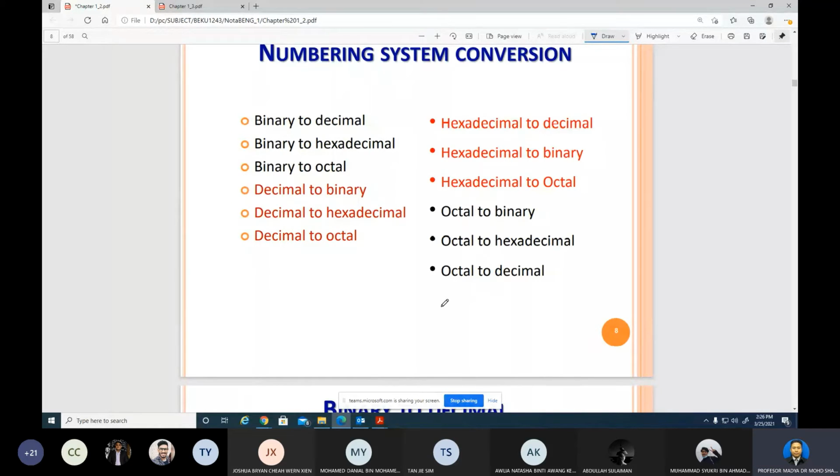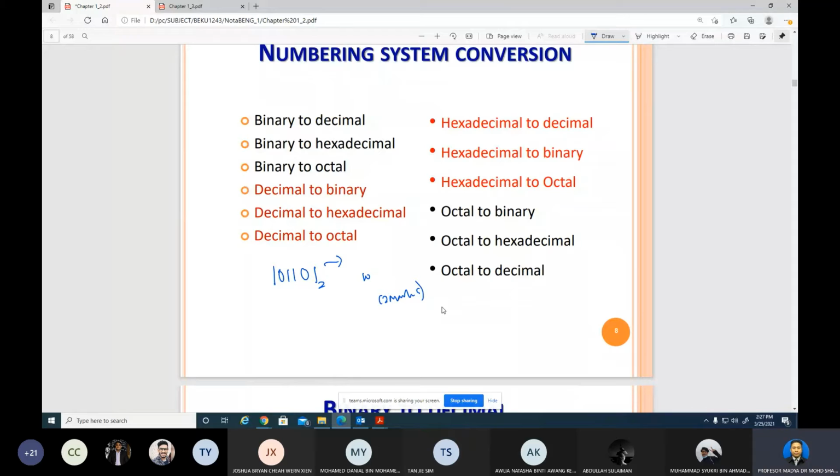For example, we have the binary 10110, convert into decimal. If you can see the mark is 2 marks, then automatically you can use your calculator. No need to do it manually because of the marks, for example.